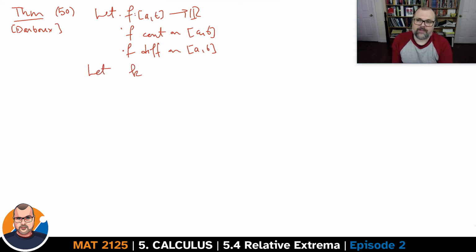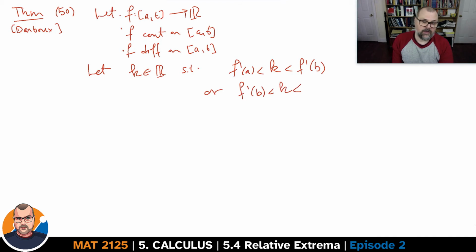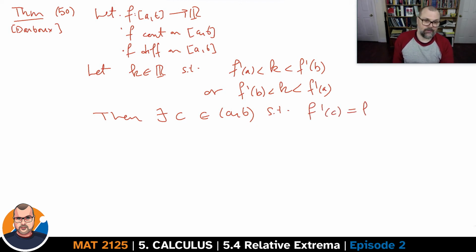Let k be some real number such that either f prime at a is strictly smaller than k, which is strictly smaller than f prime at b, or f prime at b is strictly smaller than k, which is strictly smaller than f prime at a. So k lies strictly between f prime at a and f prime at b. Then there's going to be some point c in the interval (a,b), so somewhere between a and b, such that the derivative of the function at c is equal to k.